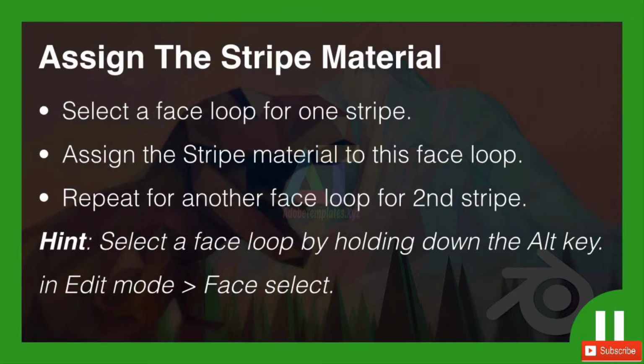So select a face loop for one stripe. Hint, you can select a face loop by holding down the Alt key in edit mode and then using face select. So you've seen that in the previous video with Mikey. Assign the stripe material to that face loop and then repeat again for another face loop to create your second stripe. So basically make 2 stripes on your pin. Go ahead, pause the video and try that now.